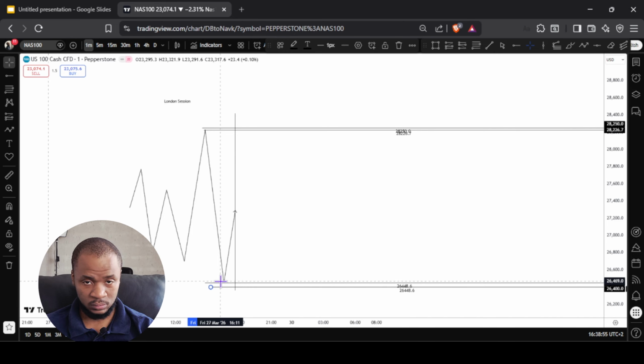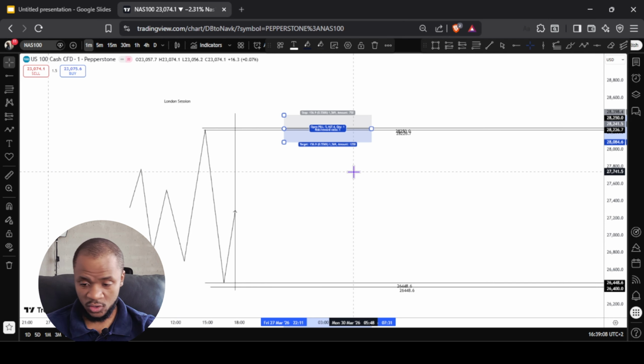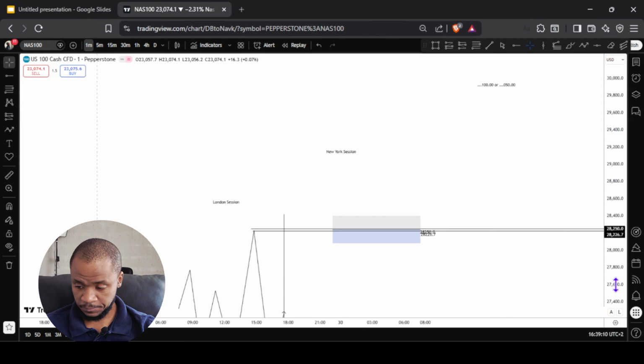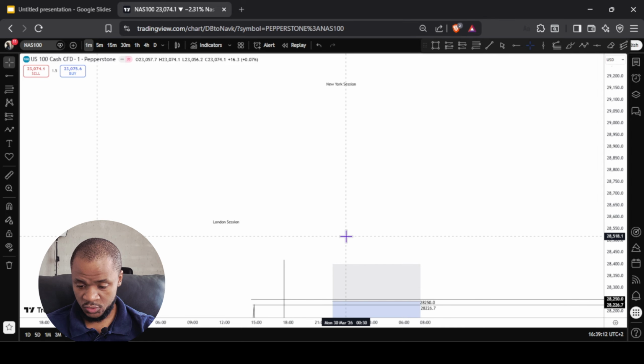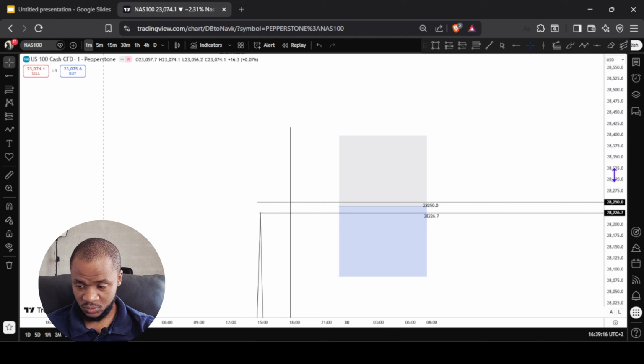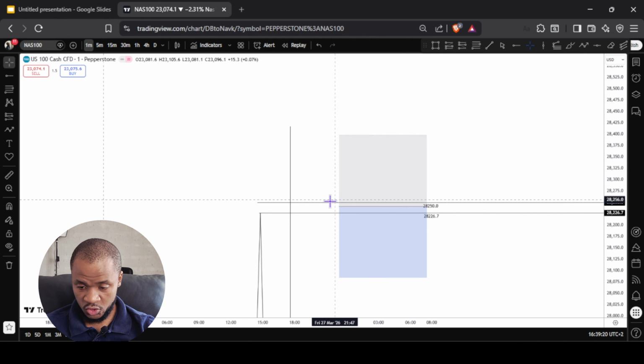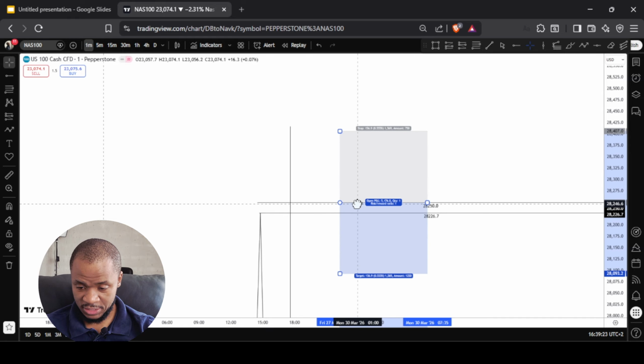Those are the main key important levels, right? So you're going to enter at that level on the higher side of London session. Let me just zoom in a little bit. It feels like I squeezed it too much here, but yeah. So now I have an entry point, right? This is my entry point.